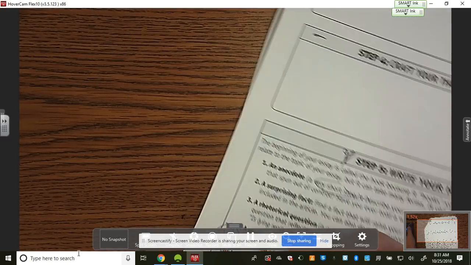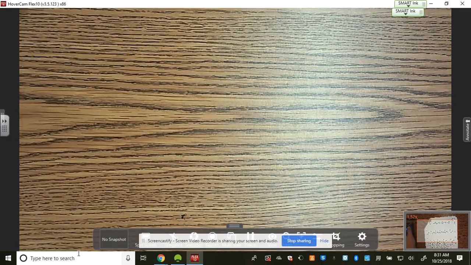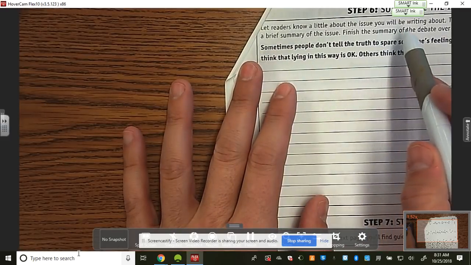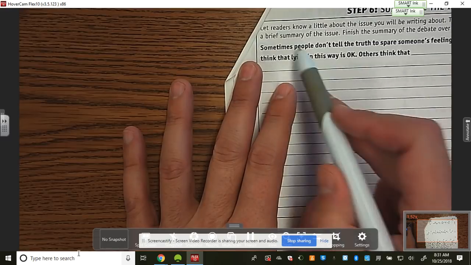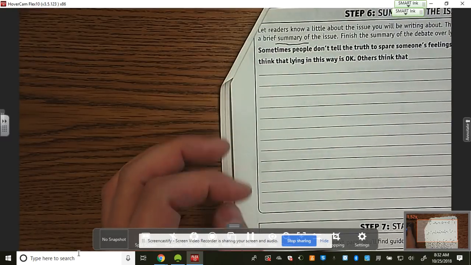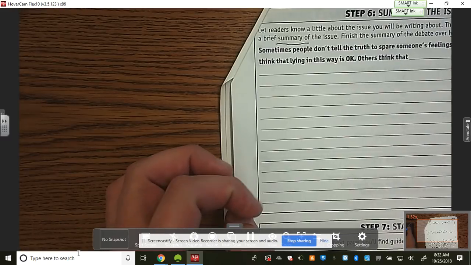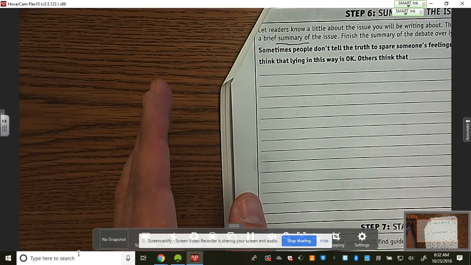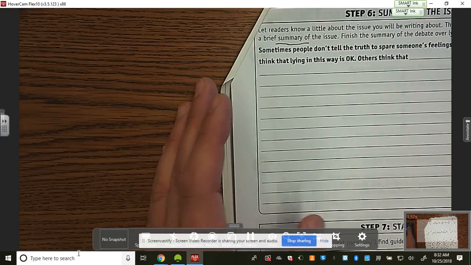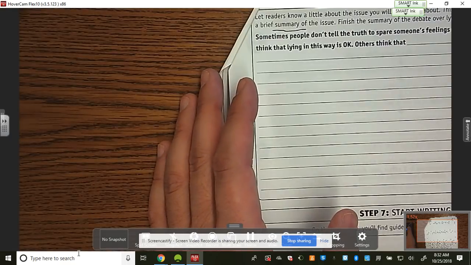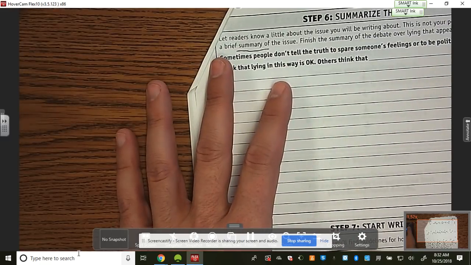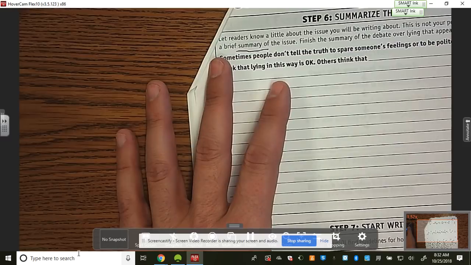Then the last thing is, if you have time, and if you don't finish this, that is okay. Let the readers know a little bit about the issue you're writing about. This is not your point of view. It's a brief summary, I'm going to underline summary, of the issue. Finish the summary of the debate over lying that appears below. Sometimes people don't tell the truth to spare others' feelings or to be polite. Some people think that lying is okay. Others think that, I'm summarizing both sides. So others feel that this, and this. This is going to be anywhere from 2 to 4 more sentences.